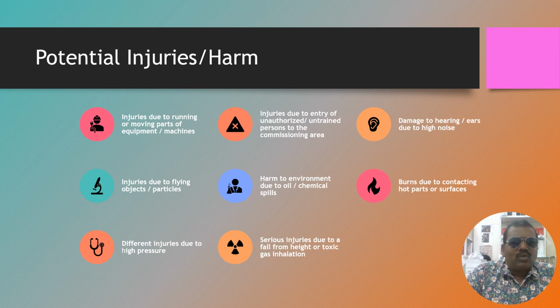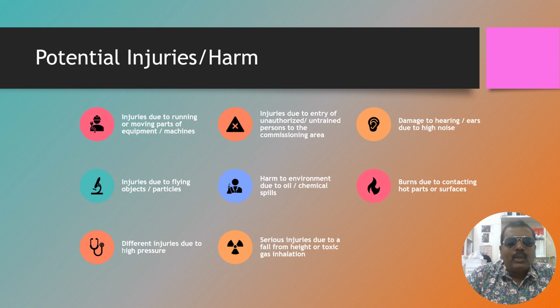The same thing here also, potential injuries, harm. Injuries due to running or moving parts of equipment or machines. Injuries due to entry of unauthorized, untrained persons to the commissioning area. Damage to hearing due to high noise. If only one motor is in progress at a location, the decibel will be low. Even in the same location, if 5 to 10 motors are running, there will be heavy noise, right?